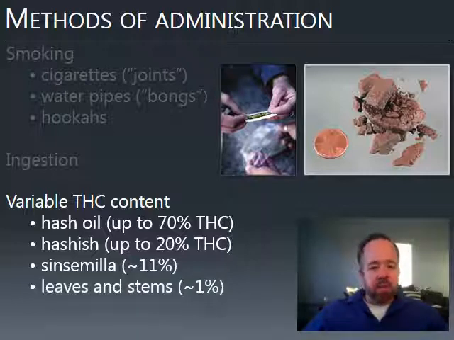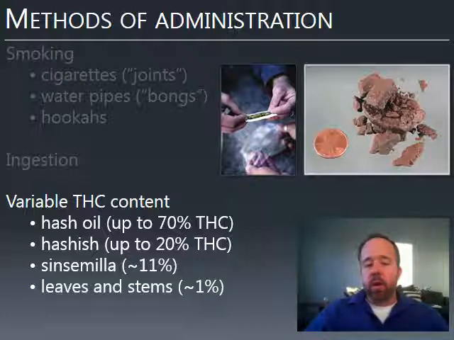And then you have the leaves and the stems, the leftover parts of the marijuana plant, and these only have around 1%. This is not a commonly used form of marijuana in the U.S. But we can see from just the simple list how wide a variety of levels of THC content there are. So, the difference between taking a dose of hash oil is quite starkly contrasted against the dose in just the leaves and the stems of marijuana.